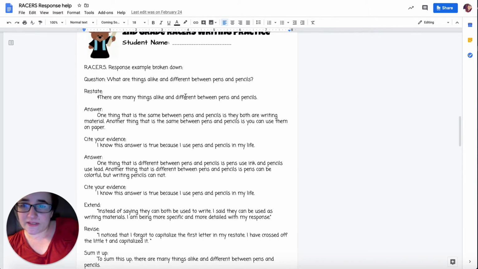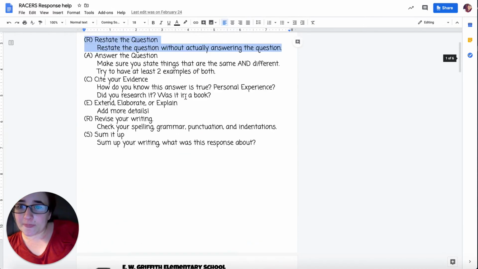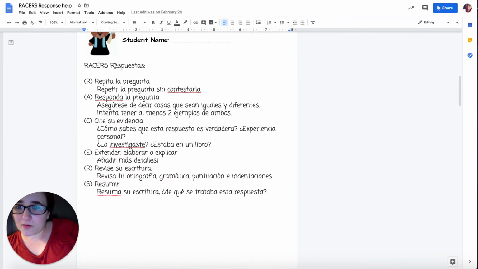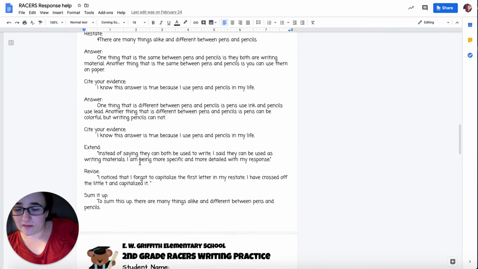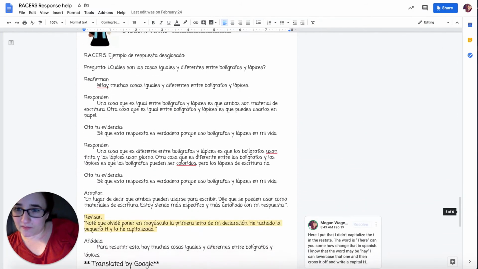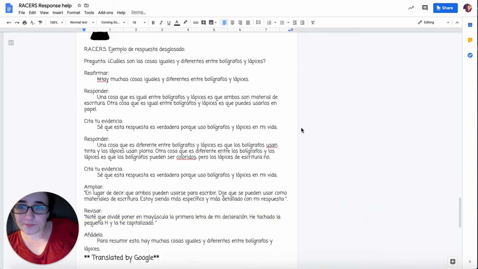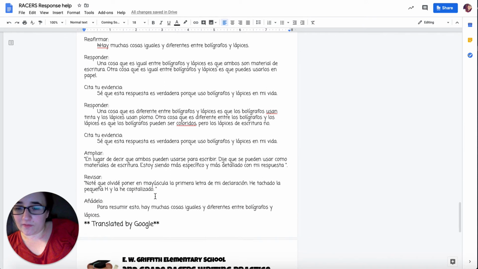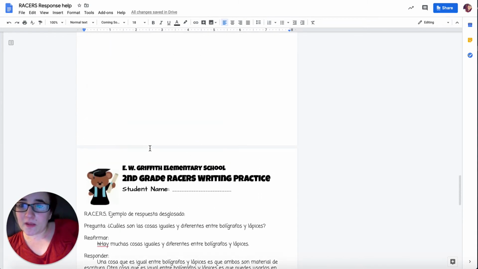Now, I also have this in Spanish right here, and I will be adding this to the video as well. It's all in Spanish, what RACERS stands for, and I also have the writing that is in Spanish as well right here. I have the RACERS here. Obviously, it was translated by Google, so if there are any mistakes, I'm sorry.